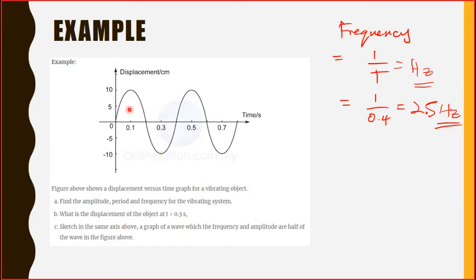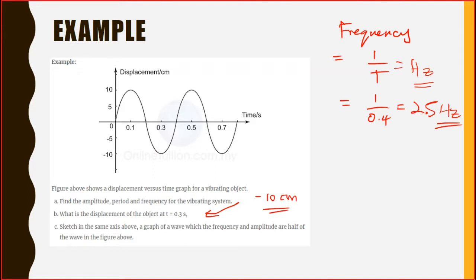Yes. The reason why we use displacement and not distance is because displacement has positive and negative values. Distance doesn't have any positive or negative value. So you can have something going up and down, and we call that a displacement. If not, then this negative value does not make any sense, because distance is not a vector. You don't have a distance of negative something. So the answer for question B, the displacement, is negative 10. Make sure you put negative. So this is negative 10 centimeter.